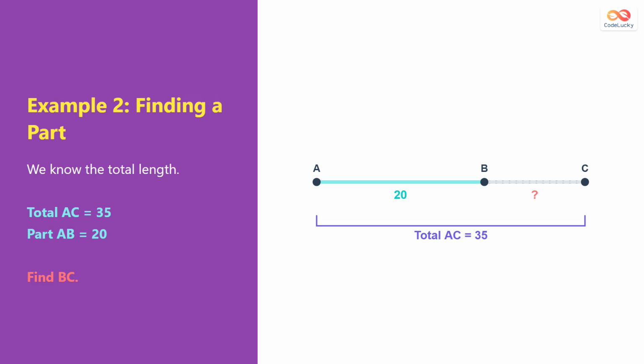Sometimes, you might know the total length but be missing one of the smaller parts. In this example, we know the total length from A to C is 35. We also know the first part, AB, is 20. We need to find the length of the remaining part, BC.